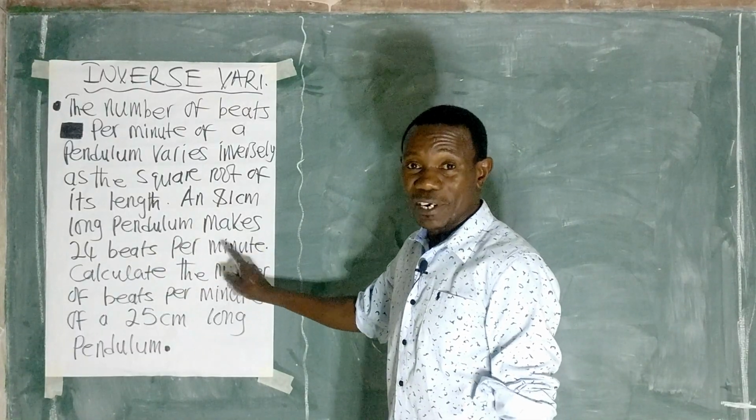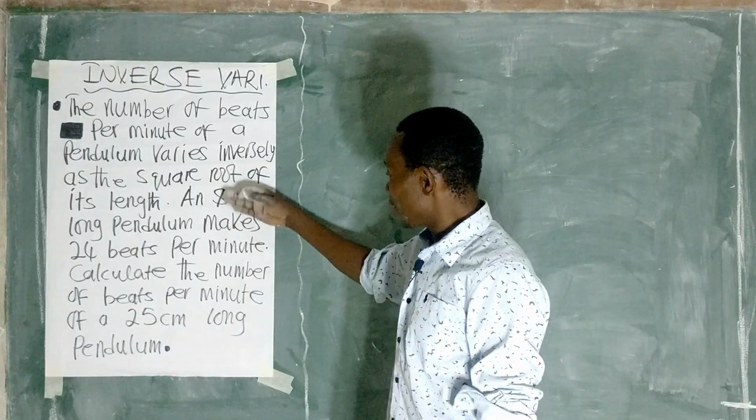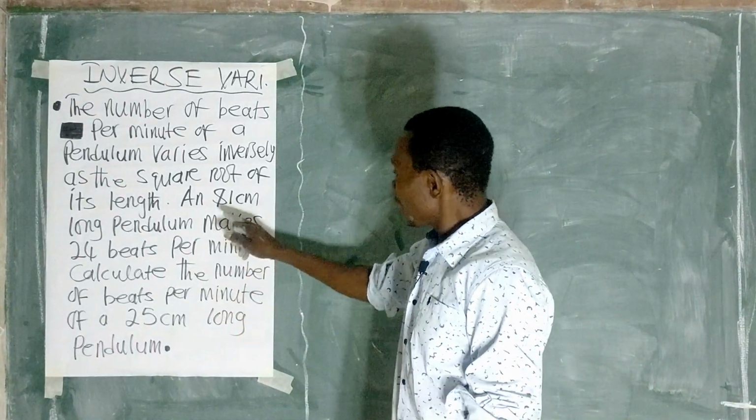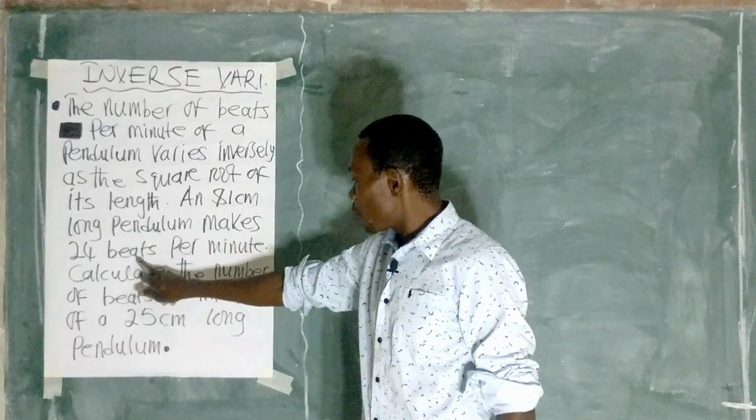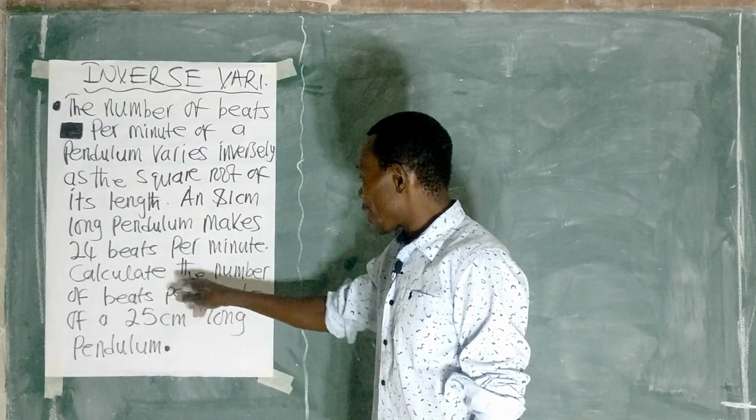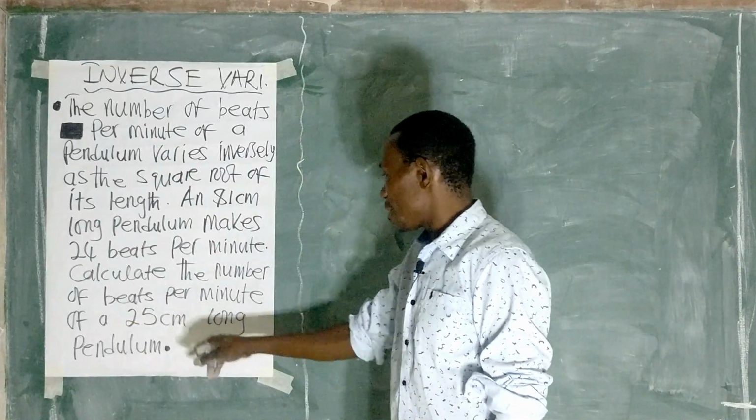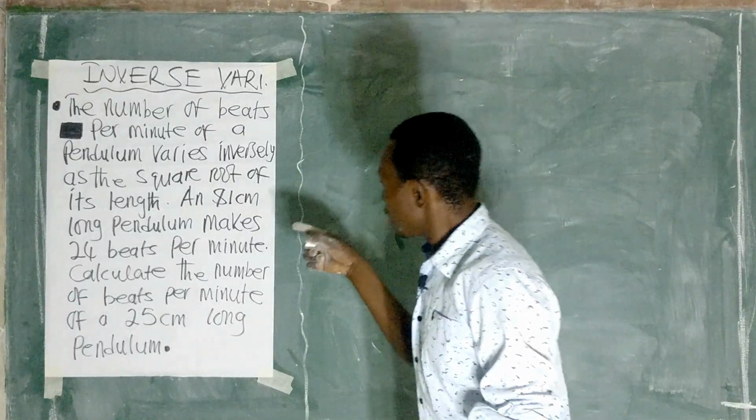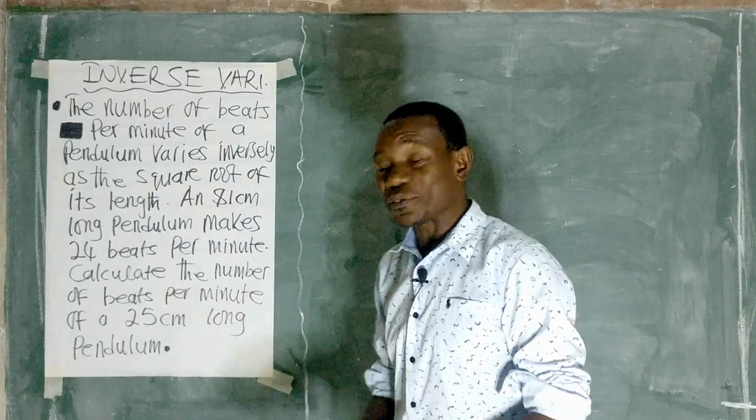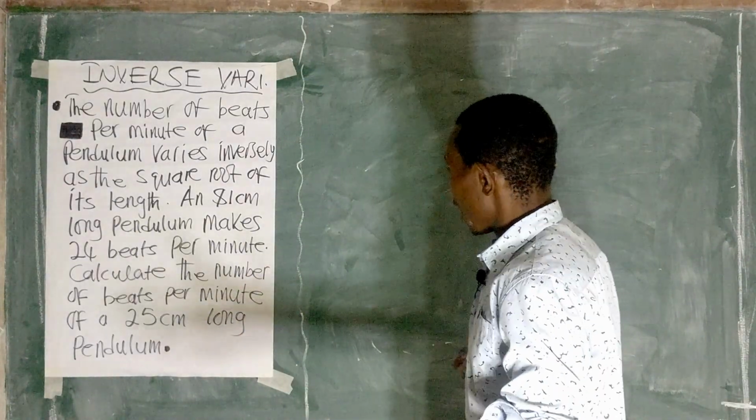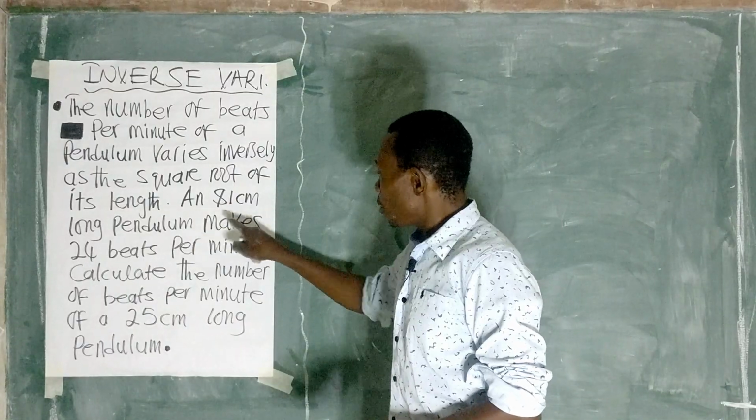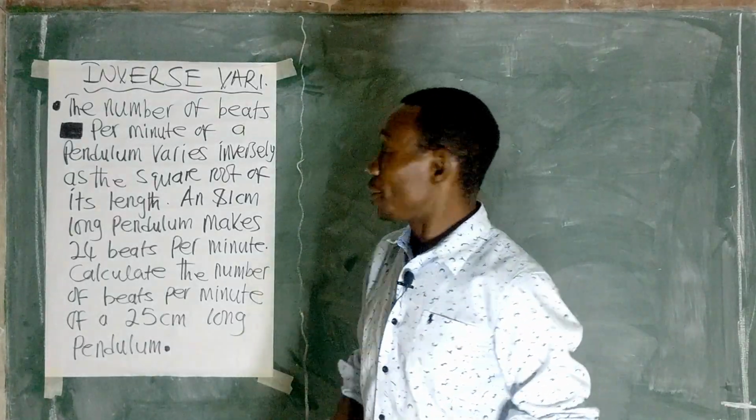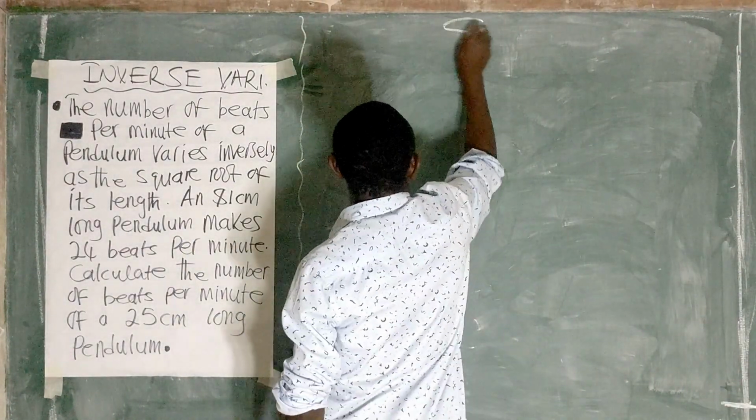Those who are taking physics already know what a pendulum is, and they know the statement about the length and the beats. So, an 81 centimeter long pendulum makes 24 beats per minute. Now we're asked to calculate the number of beats per minute of a 25 centimeter long pendulum. If the length of a pendulum decreases, what happens to the number of beats? An 81 centimeter long pendulum gives you 24 beats. What about a 25 centimeter long pendulum? A good example of inverse variation. Here's the way we go.